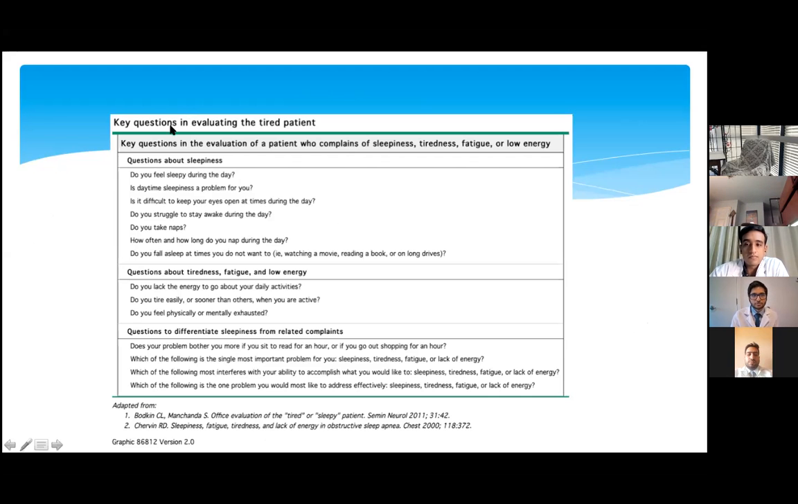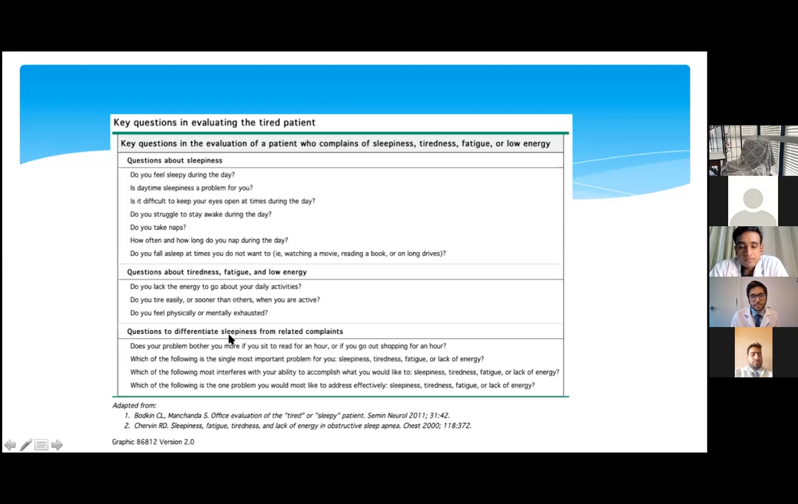The questions could be like, do you feel sleepy during the day, or do you fall asleep at times when you do not want to? These questions particularly target sleepiness. If the patient says yes, he's more likely to be sleepy. And if you are inclining towards tiredness or fatigue, then you ask them, do you lack energy to go about your daily activities? Or do you feel physically or mentally exhausted? The interesting questions are here as well, like does your problem bother you more if you sit to read for an hour, or do you go out shopping for an hour?